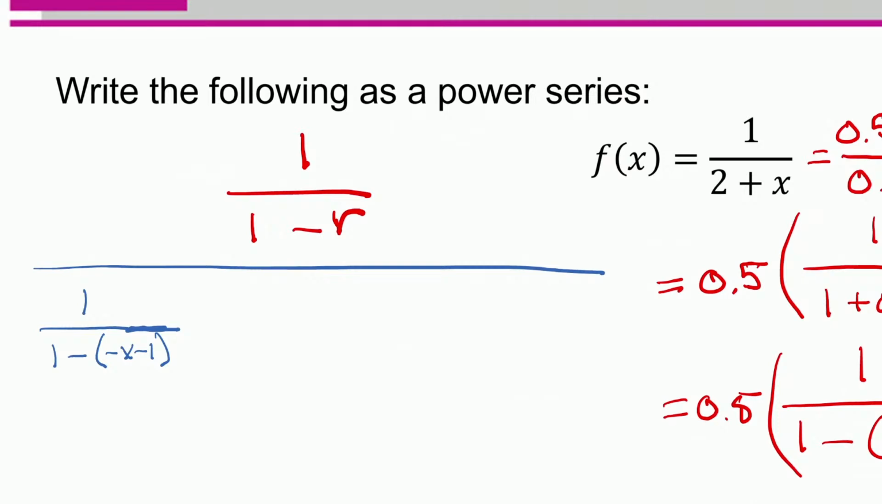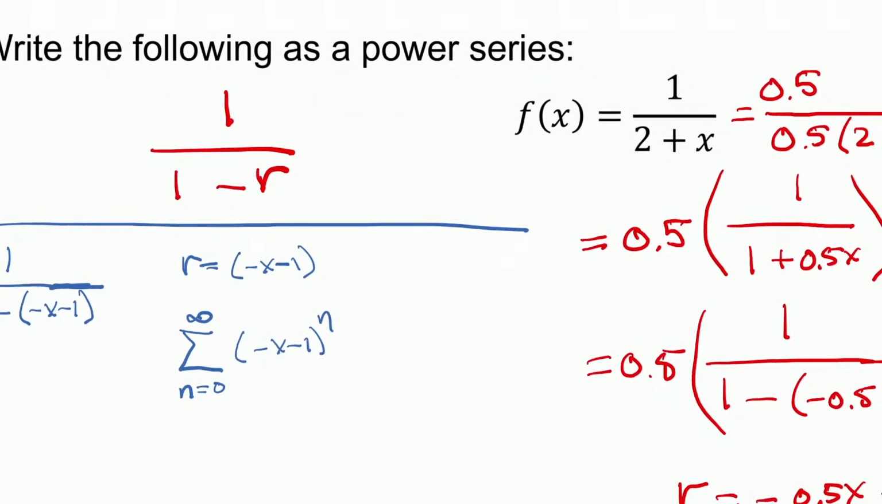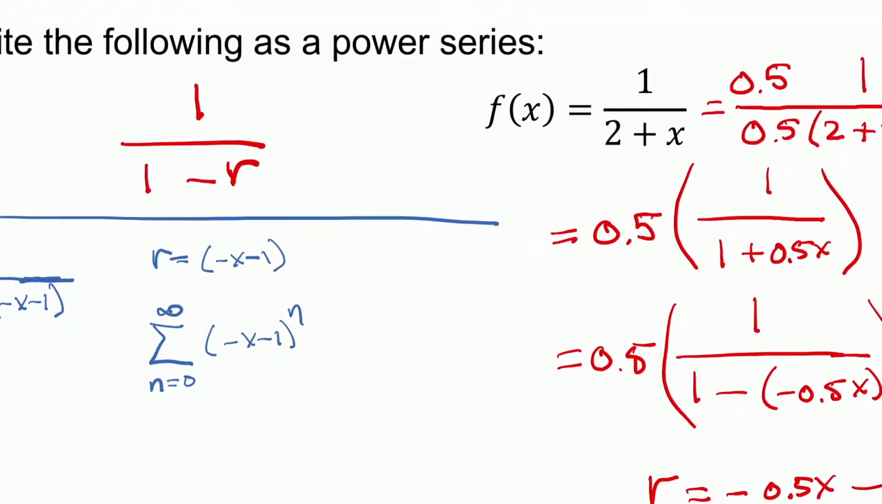So let's see what happens when we work with this. This one looks like it's less work, right? So r is negative x minus 1. Very nice. And so you have this summation, the sum where n goes from 0 to infinity of negative x minus 1 to the nth power. But of course, the book wouldn't like this. You would want to separate out, let's see, n goes from 0 to infinity of negative 1 to the n and x plus 1 to the n. So this makes the book happy.